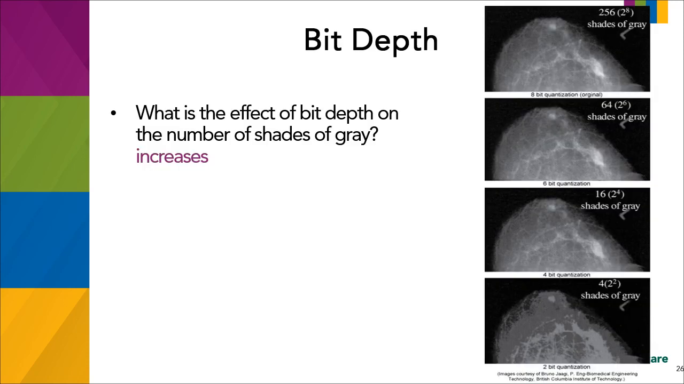So what's the effective bit depth of the number of gray shades? Well, it increases. If you increase the bit depth, we go from 2 to the 2nd power, which is down here, to 2 to the 8th power, which is 256 shades of gray. We're going to have more gray. So the number of gray shades is going to increase.